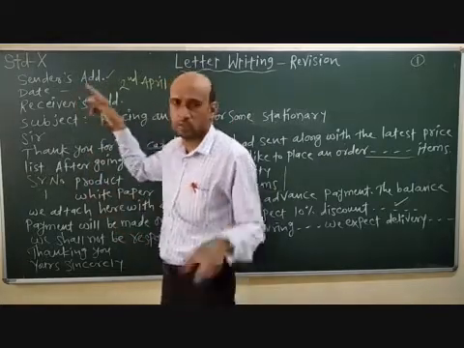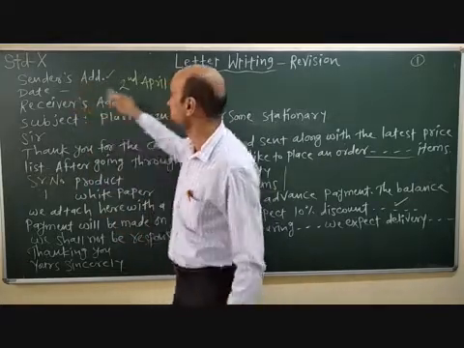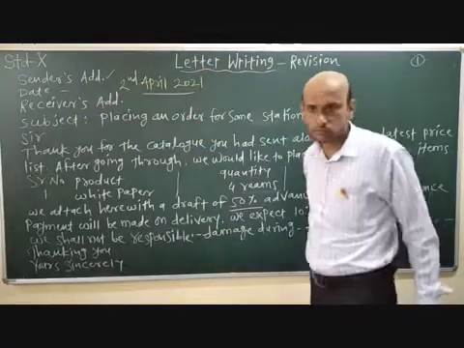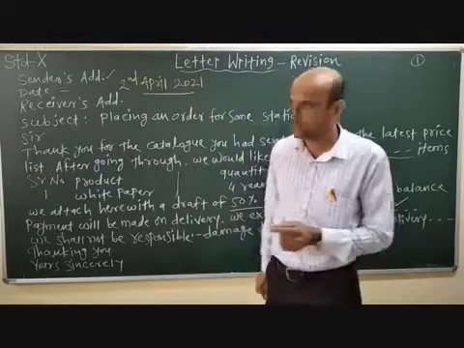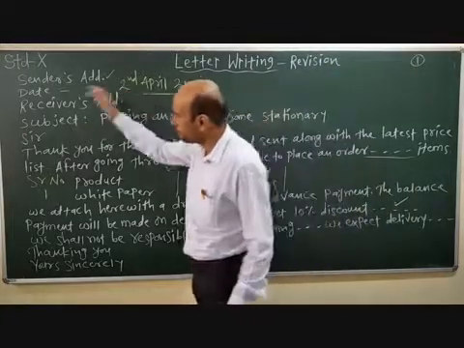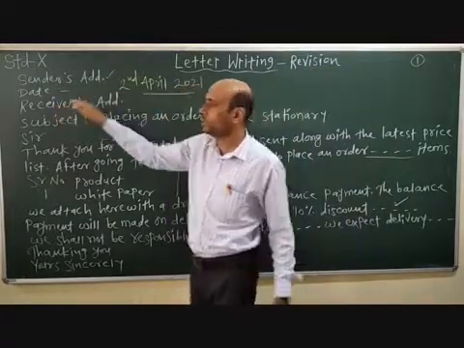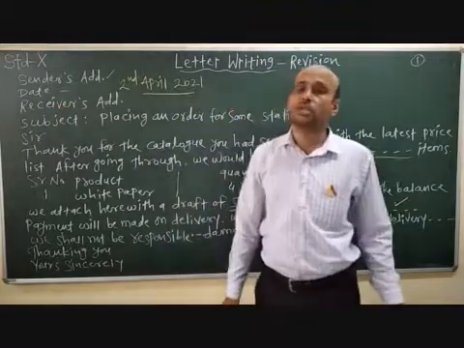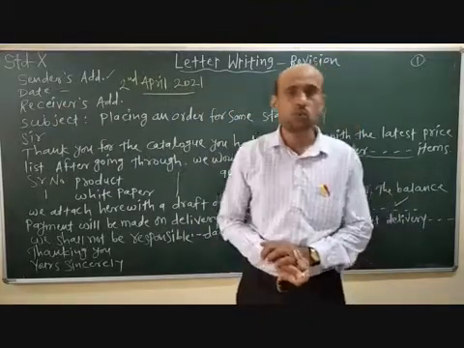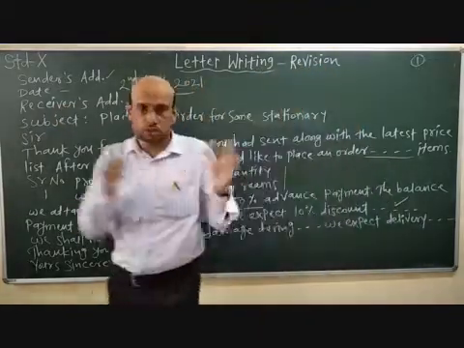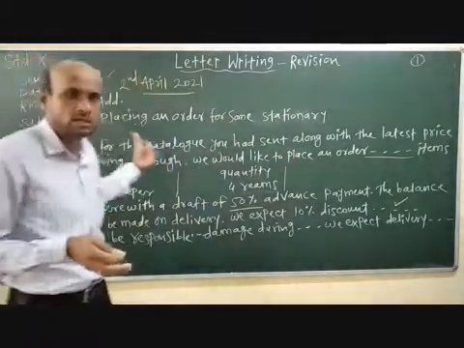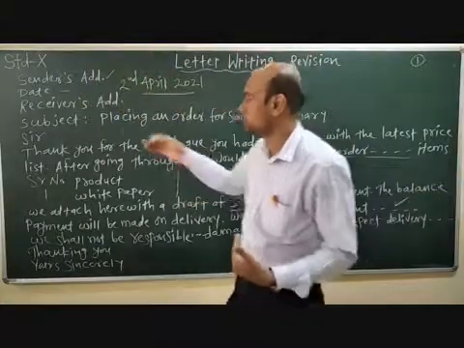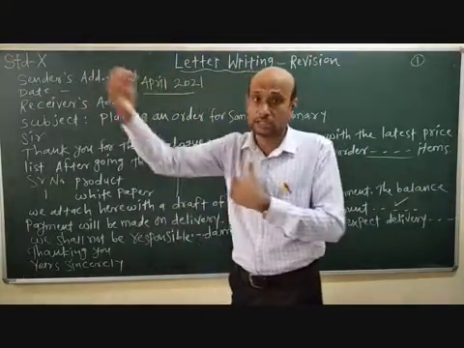After the sender's address, leave 1 line space. Then write the date in this format, for example April 2nd, 2021. After the date, 1 line space, then coming to the receiver's address. To whom are we writing? We are writing to the sales manager, just like we used to write to the editor. So here, instead of the editor, the sales manager.